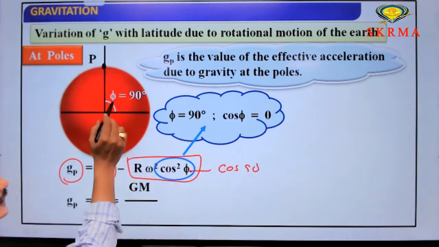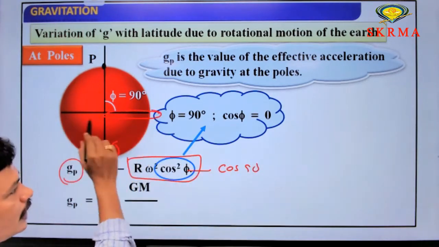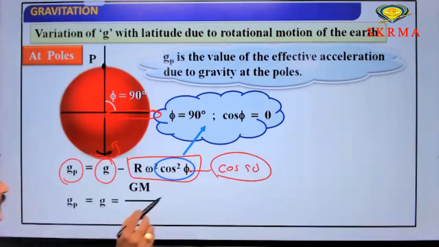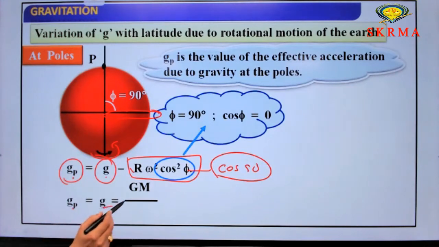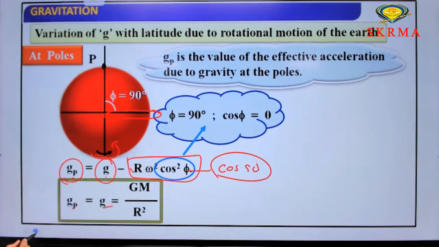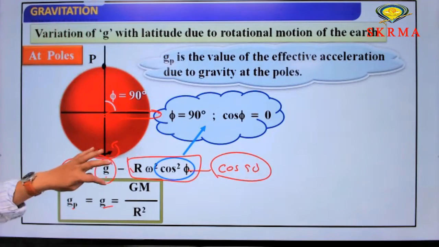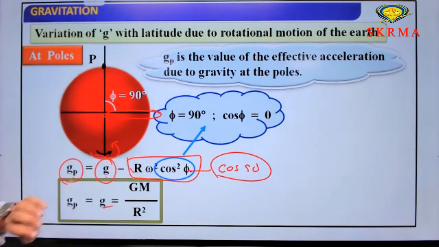This makes 90 degrees with the equator or horizontal line. In such a case, this term vanishes. G at P equals G, which is equal to GM by R square. This is the equation at the poles. G at the poles is equal to GM by R square.